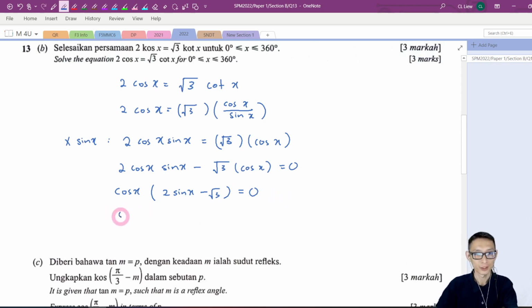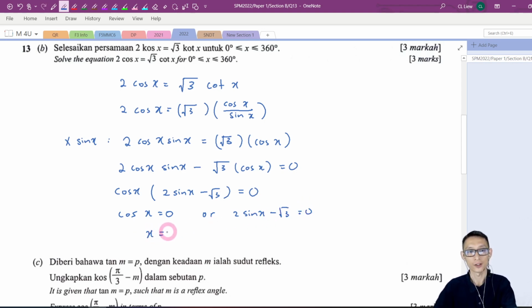Okay, now I'm going to use the zero product property to help me get the value of x. Cosine x is equal to 0, or 2 sine x minus square root of 3 is equal to 0. Okay, so still remember what value of x will make the cosine become 0? 90 degrees and 270 degrees, right? Still remember the graph. You can use a graph to help you get the answer. 90, 180, 270. Okay, 90 degrees and 270 degrees.